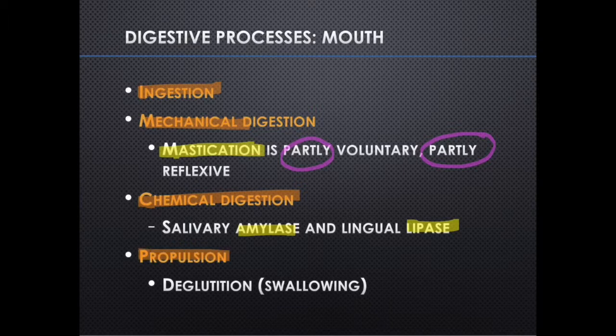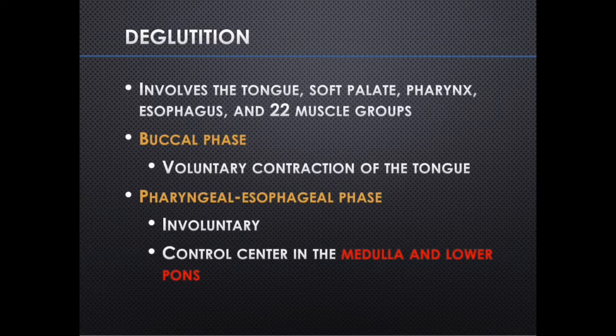Another function here of the mouth is going to be to allow the propulsion. And what kind of propulsion do I allow here in the mouth is going to be swallowing or deglutition. So how deglutition takes place? I have two phases for deglutition. I have the buccal phase and I have the pharyngeoesophageal phase. The buccal phase starts with a voluntary contraction of the tongue.